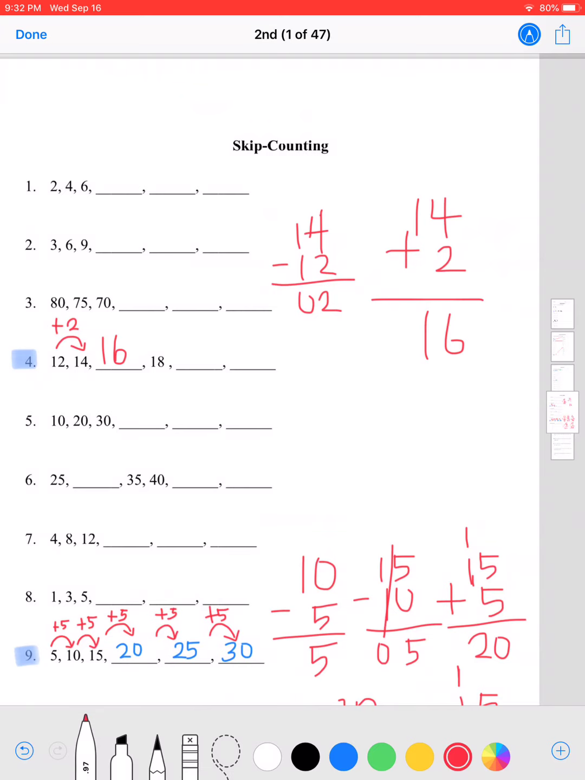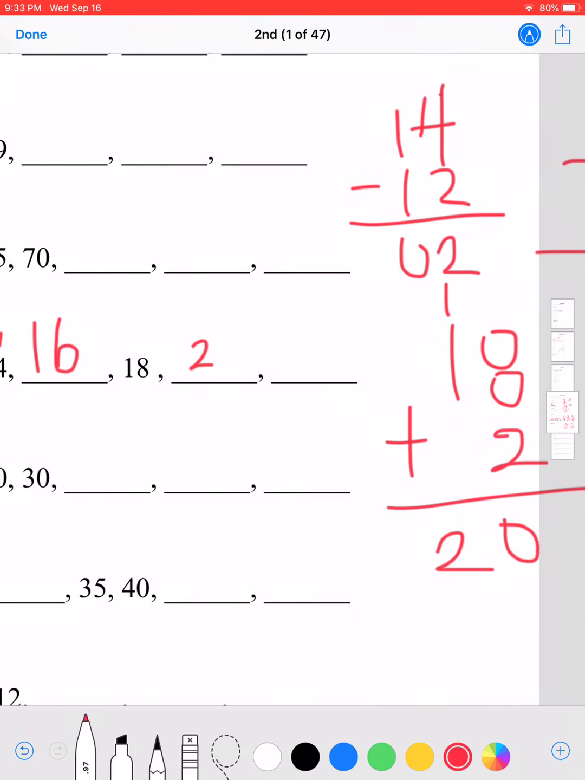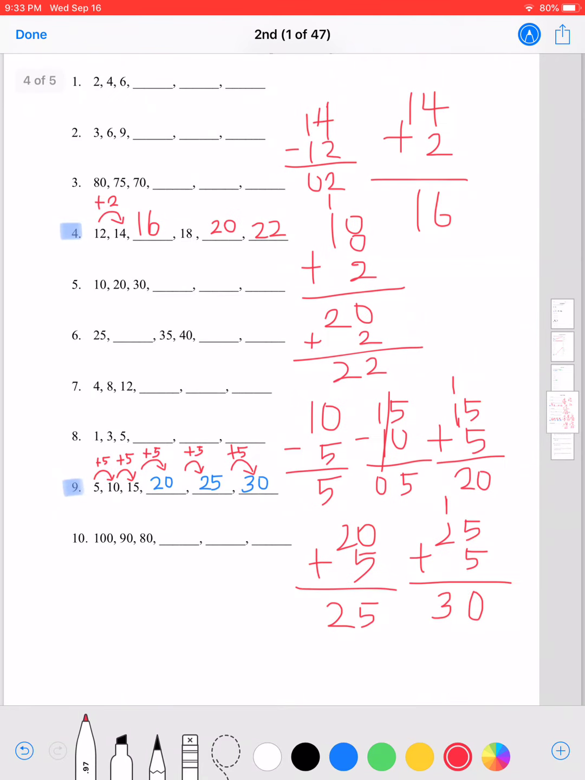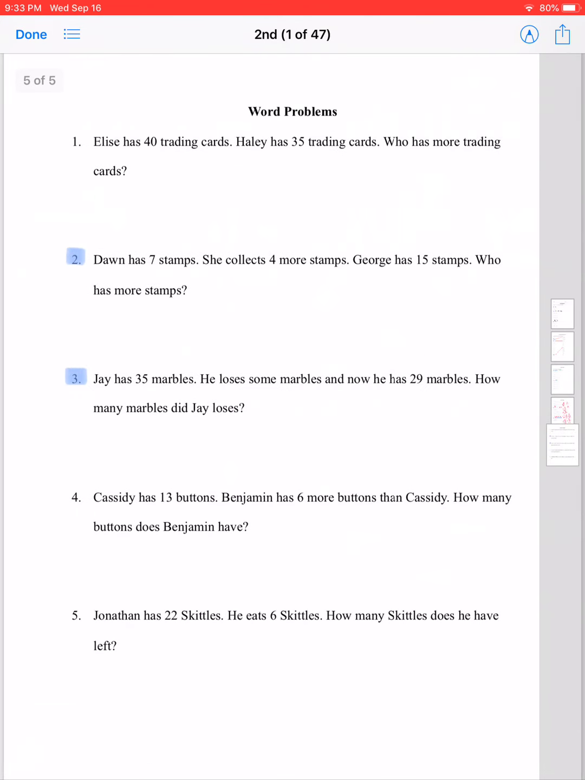Now 16 plus 2 is 18. We're going to add 2 to 18 now. Plus 2. 8 plus 2 is 10. We're going to bring the 1 up there. 1 plus 1 equals 2. That's 20. We'll add a 2 here. 0 plus 2 is 2. 2 is 22. So now we just skip counting. We'll be moving on to the next section, word problems.